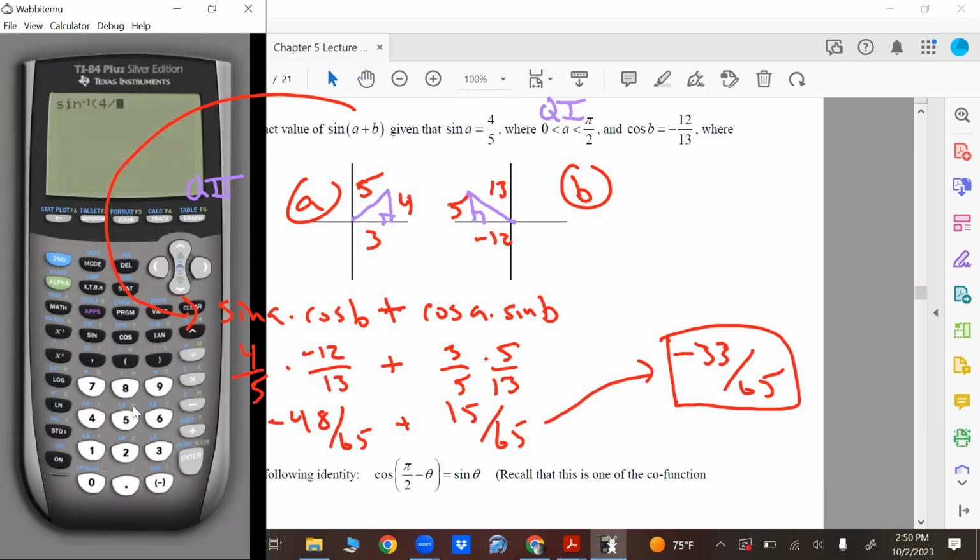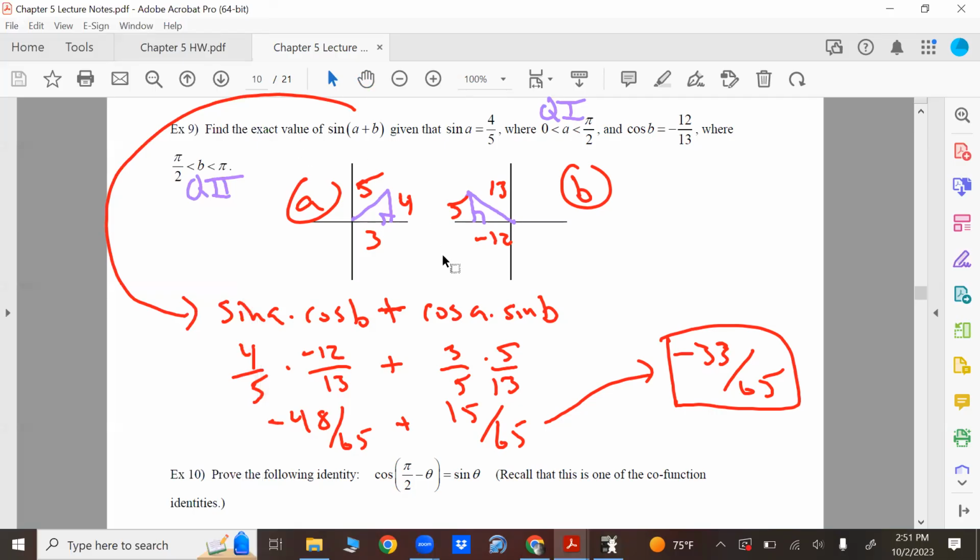Exactly. If I did this, and if I did inverse cosine of negative 12/13, add that to this bad boy here, take the sine of it, it's the third quadrant, should be negative. And if I do negative 33/65, I think we're gonna be okay. Yep, we're okay. We got the same thing. Let's keep moving. Questions so far? We're good?